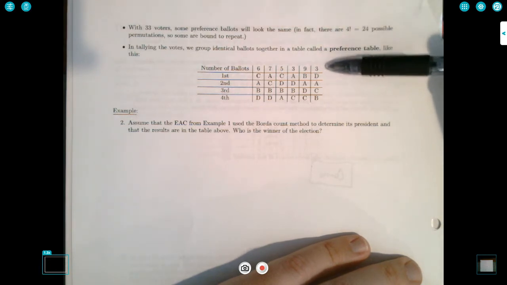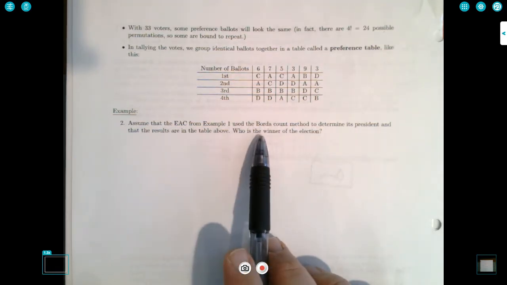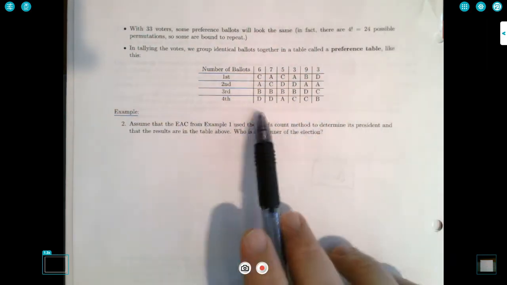But the nice thing about the Borda count method is that you don't just cast your first choice, you also cast your second, third, and fourth choices. So you rank all of them. Assume that they used the Borda count method to determine the president, and that the results are in this preference table. Now, who's the winner of the election? If we were just using the simple plurality like we did in the first example, it would be Kareem. But if we use Borda count, who's going to be the winner? Let's see.